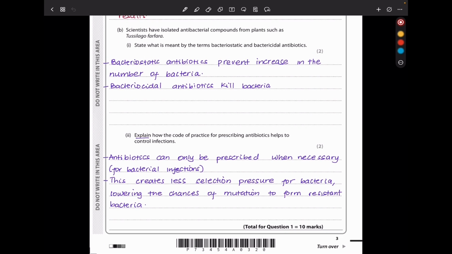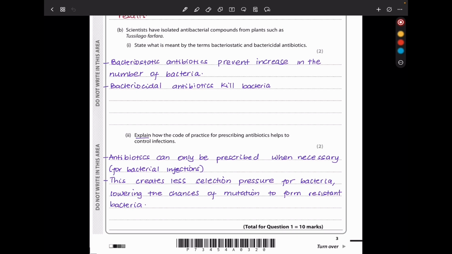And next they ask you to explain how the code of practice for prescribing antibiotics helps to control infections. With this code of practice, the doctors are required to prescribe antibiotics only when required, and the patients are required to complete every dosage. Otherwise, there is a chance of antibiotic resistance. So I said antibiotics can only be prescribed when necessary for bacterial infections, and this creates less selection pressure for bacteria, lowering the chances of mutation to form resistant bacteria.